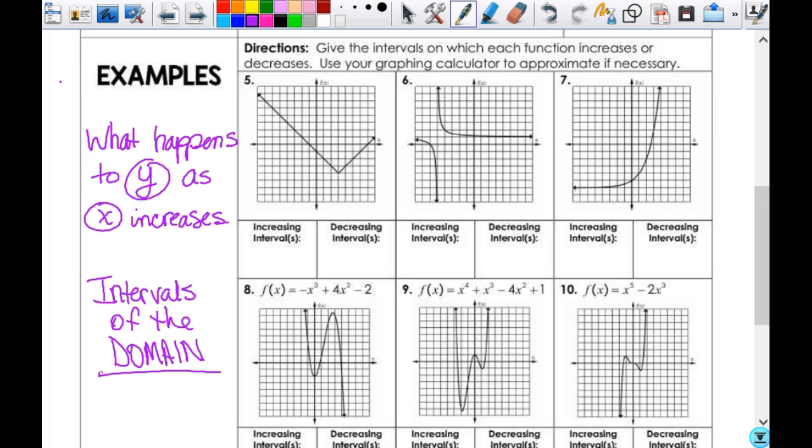So on these instructions as well, it says give the intervals on which each function increases or decreases, and then we're not using the calculator. We don't really care about that. When we look at number 5, just tell me first of all, what kind of function is it? What is that function?